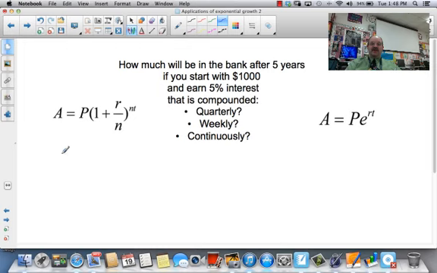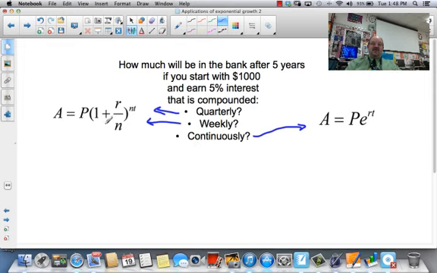So we could figure out problems like this. How much money are we going to have in the bank if we start with $1,000 and earn 5% interest that's compounded quarterly, weekly, or continuously? If we're doing it quarterly, we use this side. Weekly, we use this side. Continuously, we use that side. And as you play this out, you're going to see that it's not a whole lot of difference. When we start with $1,000, there's probably little difference between quarterly, weekly, and continuously. But if you've got a bunch of money, then the best situation you can possibly get is continuous compounding.